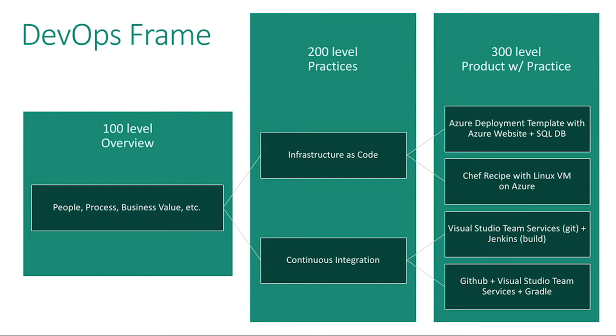So we have this idea of DevOps practices, and we can help you map between the 100 level and the 300 level through a practice. For example, here we have infrastructure as code, treating your infrastructure as code, which will be the next episode of the series, and then the actual technologies that you might use to implement that kind of practice.